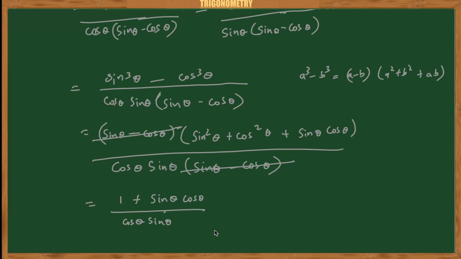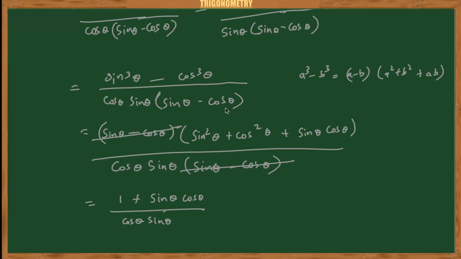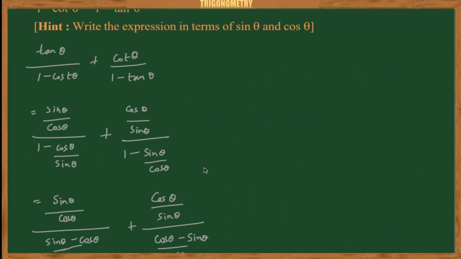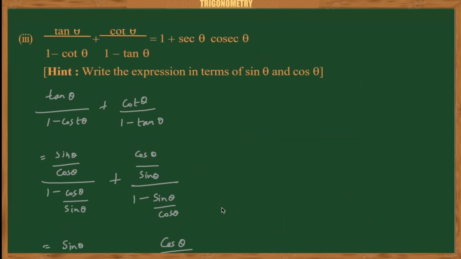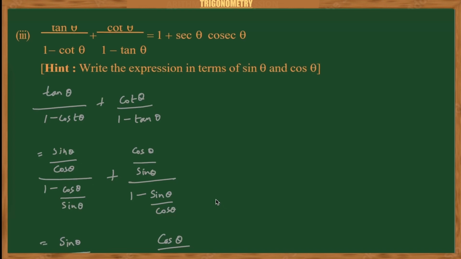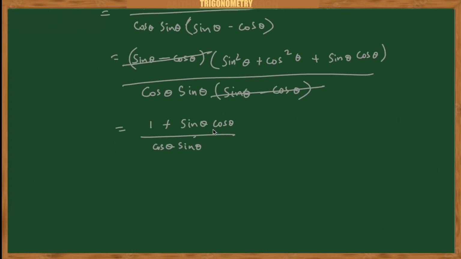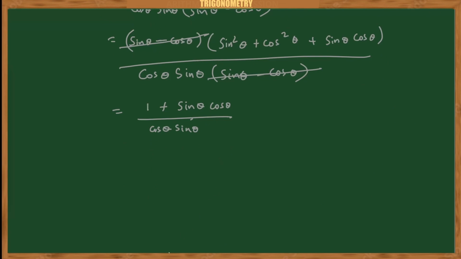Okay, so can we further simplify? So let's look at our right hand side. Okay, so it says that it should be in secant and cosecant format. So further we need to solve this. How can we solve it? Here we can see something common, so let's further solve it here.